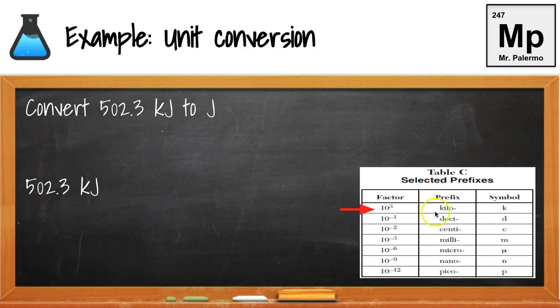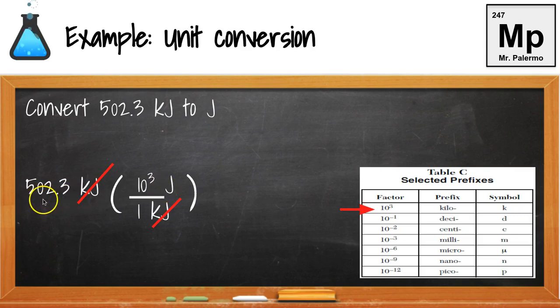And we know that 1 kilo is going to equal 10 to the third base units, which in this case is joules. We want to get rid of kilojoules to convert to joules, so kilo has to go on the bottom. So 1 kilo equals 10 to the third joules. So 1 kilojoule equals 10 to the third joules. The kilos will cancel out, and I'm left with the unit I'm trying to convert to.